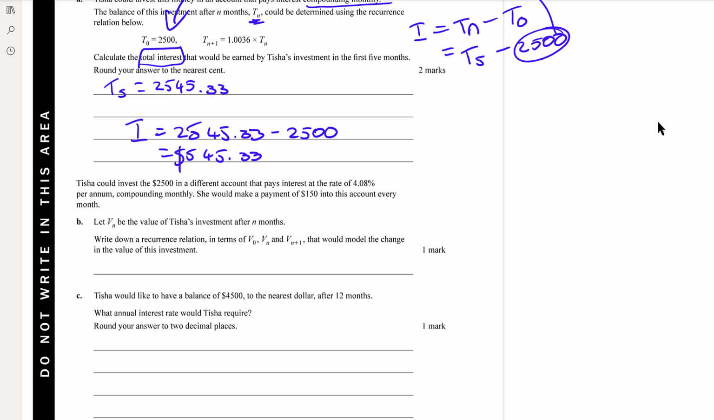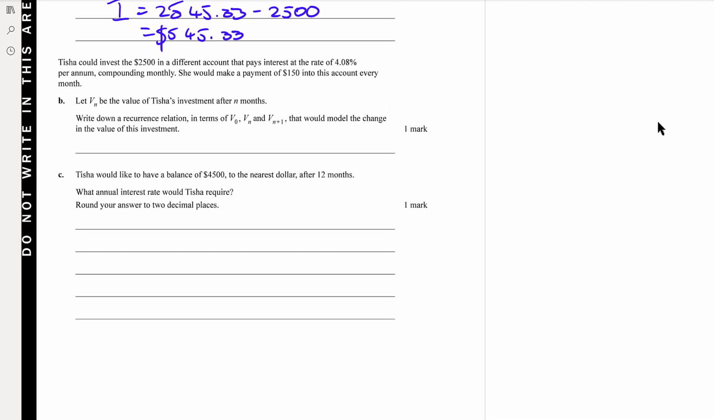Okay, so let's have a look at the next one. Tisha could invest the 2,500 in a different account that pays interest at a rate of 4.08% per annum, compounding monthly. Again, it's always important to make a note: it's compounding monthly, and that's your per annum interest rate. She wants to make a payment of $150 into this account every month. So she's making an additional $150 payment every month.